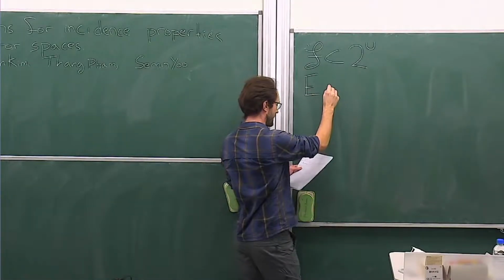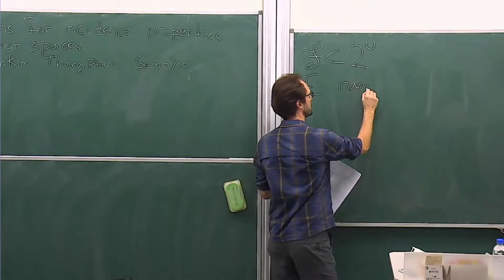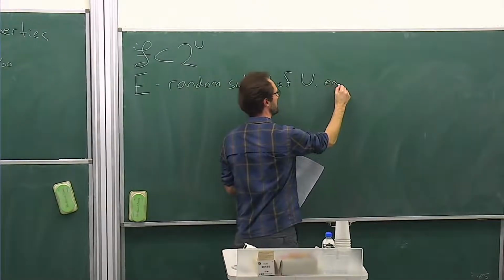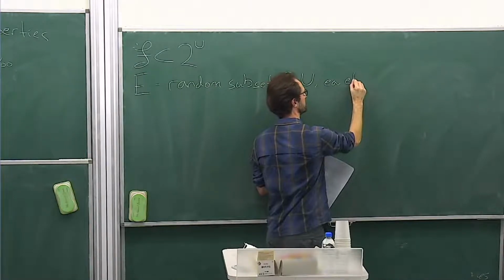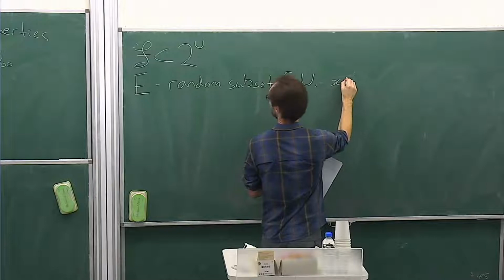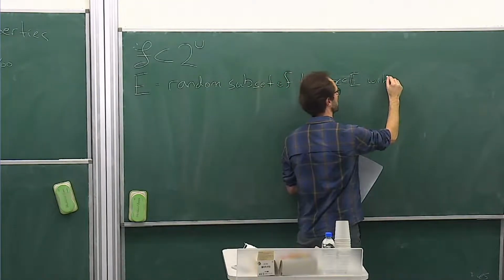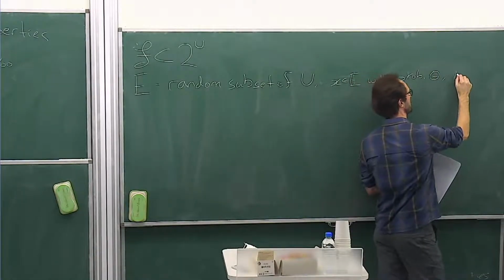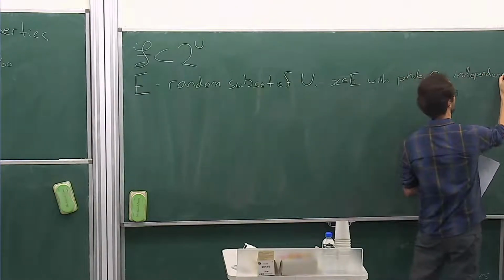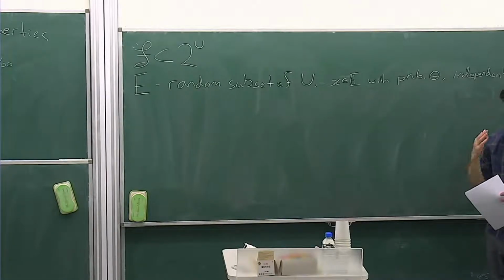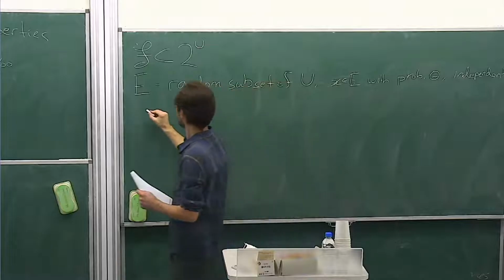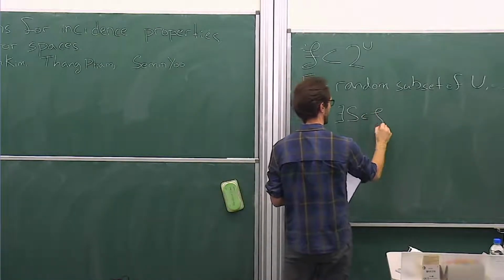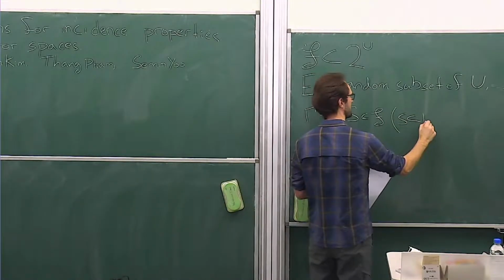So E will be a random subset of U, with each element taken with probability theta, independently. So an element is in E with probability theta independently of all other elements. And then gamma is going to be the event that there exists some set S in F that's also contained in the set E.